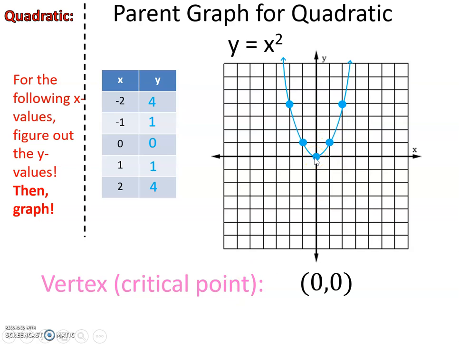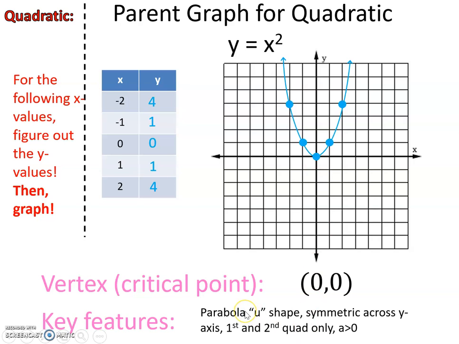That's at 0, 0. The key features of this graph are that it is a parabola, a U-shaped graph, and it is symmetric across the y-axis. So the y-axis is the axis of symmetry. It's in the first and the second quadrant only, and your a values are greater than 0. So a must be greater than 0. Why is a greater than 0? Because our graph is opening up. If our graph opens up, your a value must be greater than 0. And it is. a is 1, right? 1x squared.